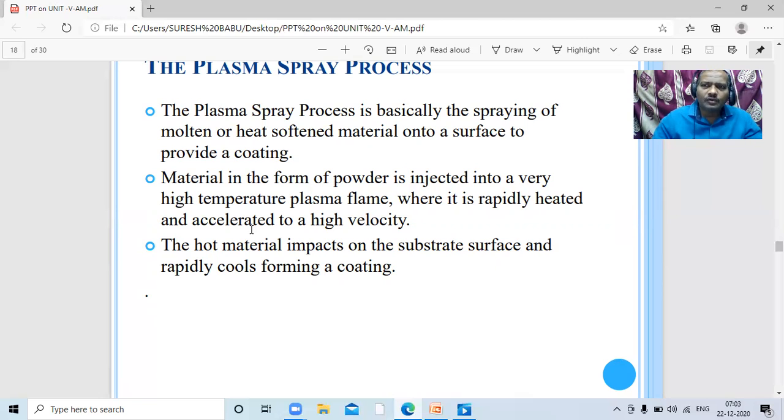So what we have learned up to now, we have learned about two things. One is the classification of preparation of FGM. One is the physical deposition method. Another one is the chemical deposition method. We have covered the deposition methods PVD and CVD. Diagrammatically, I have explained the plasma spraying process, how it is done.